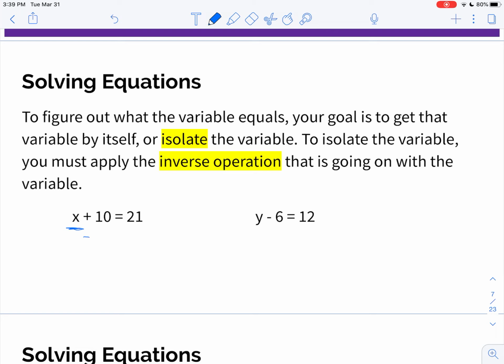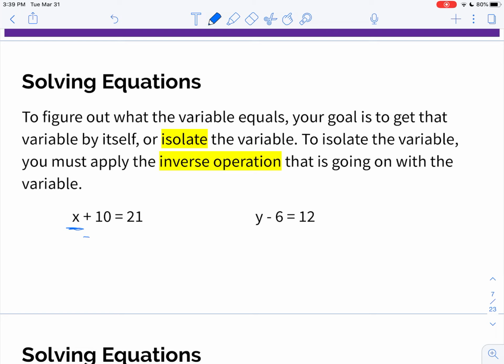Subtracting 10. So remember, equations are like a scale. Whatever you do to one side, you want to do to the other side of the equation. These actually cancel out. So you're left with x equals 21 minus 10, 11. So 11 would be your solution. Remember, I always had you checking it, so you want to plug it back in. So 11 plus 10 should give us 21. 11 plus 10 is 21, and last time I checked, 21 equals 21.